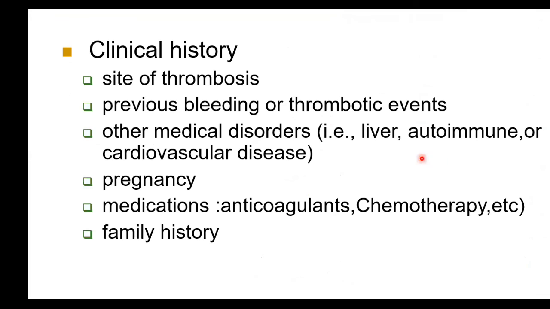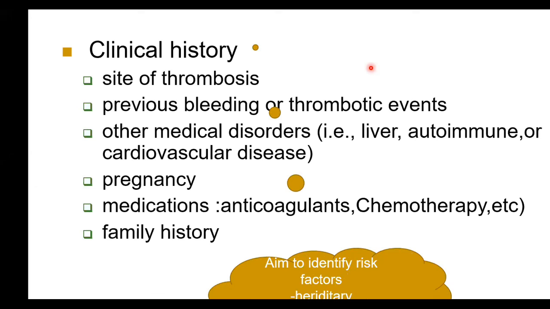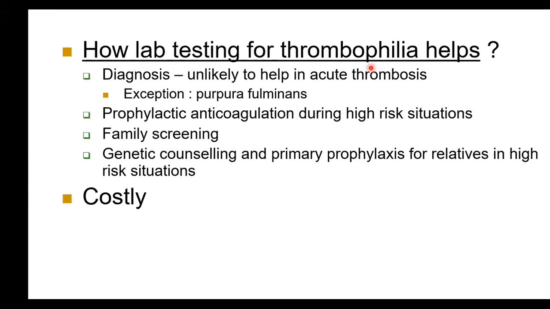So what is the approach? The approach begins from the clinical history. And clinical history means the age of presentation, the site of thrombosis, and whether it was associated with bleeding or any other thing, whether it is also associated with any medical condition like liver disorders, cardiovascular disease, pregnancy, and also drug history, whether the patient has received any chemotherapy or not. And last but not the least, history of similar disorder in the family to establish whether you are dealing with a hereditary thrombophilia or acquired thrombophilia. So the aim is to really identify the hereditary thrombophilia, and how lab testing helps.